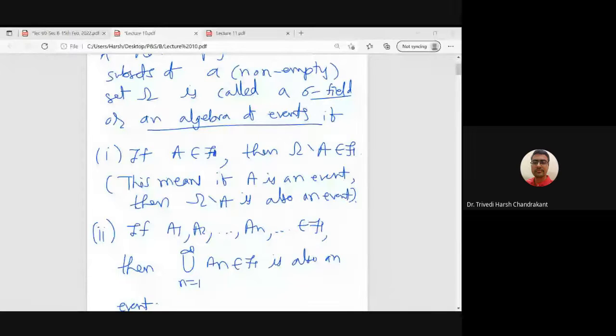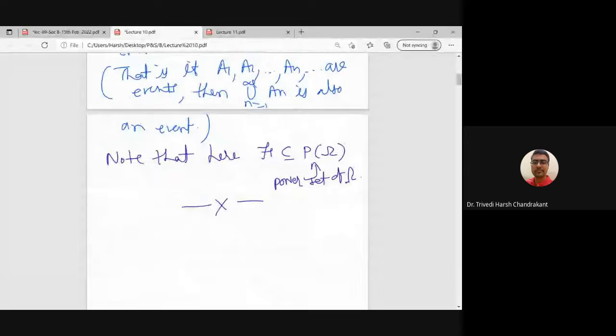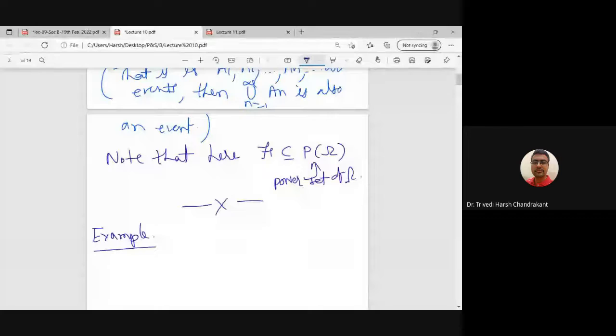So countable additivity: we define it for the union of A_n, right? A1, A2, ..., An are events whose probabilities we know, and they are disjoint events. Then we can find the probability of the union of A_n. To define the probability of the union, we should know that the union of A1, A2, ..., An is also an event. Then only we can find the probability. Right?